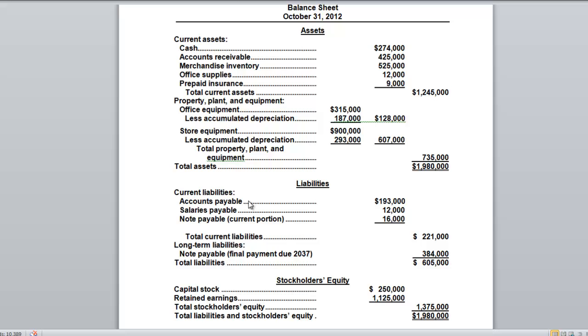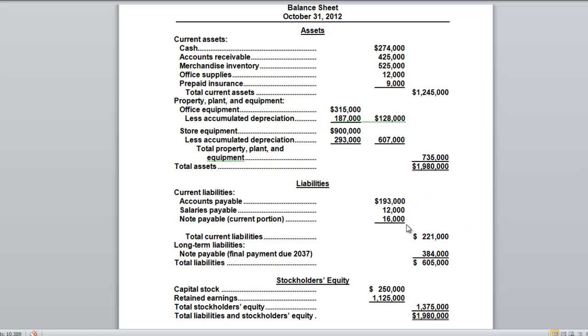We have our accounts payable, our salaries payable, and our notes payable, $16,000, right? Remember, in this example, we have a note payable. This is debt that's going to extend further than 1 year. If we look at the figures, it tells us that $400,000 is the total of our notes payable. $16,000 of it is going to be due within the upcoming year. So we take that $400,000 and split it between $16,000 that's current and $384,000 that's non-current, or a long-term liability.